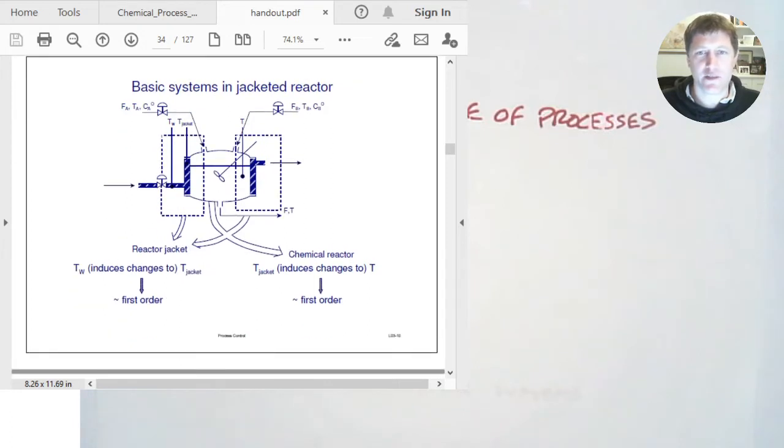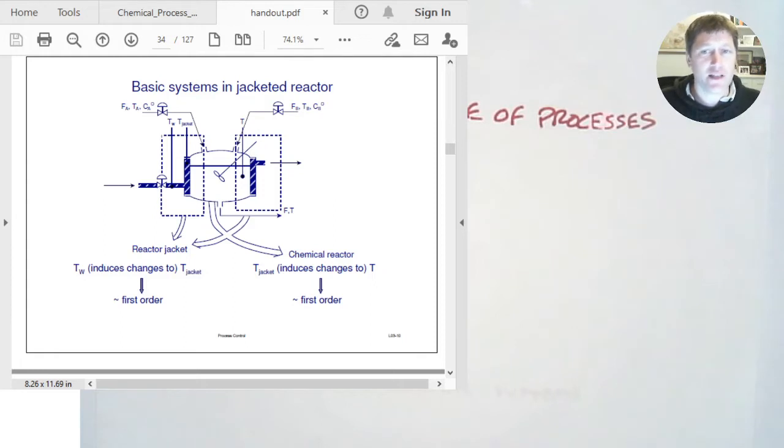We can break this system down into component parts where we have the jacket and then we have the reactor. The jacket is a system where the temperature of the feed water into the jacket affects the temperature of the jacket, and that would be a first order process. Likewise, the temperature in the reactor T is affected by the temperature of the jacket, and that's also a first order process.